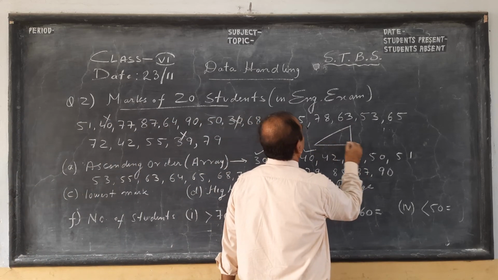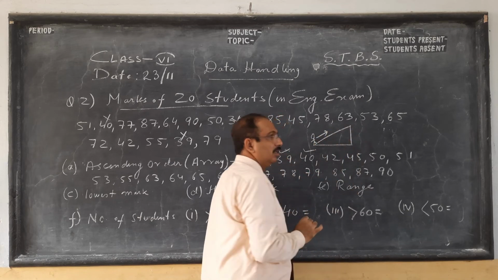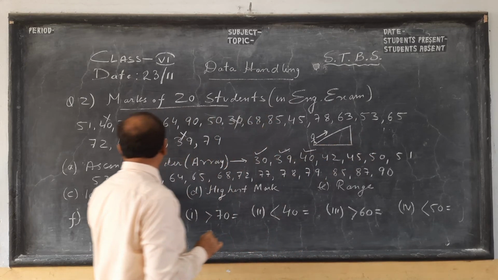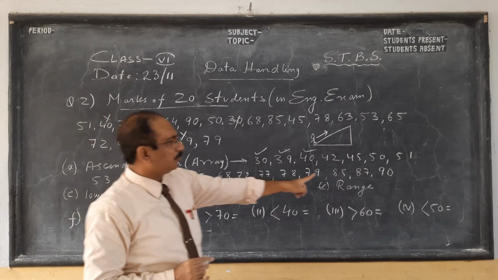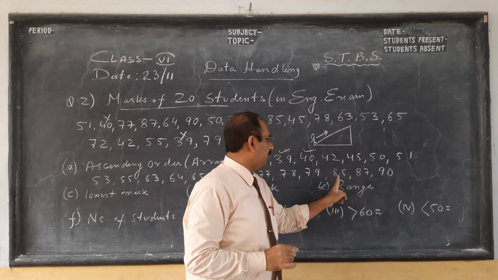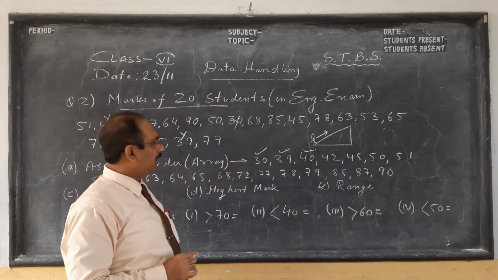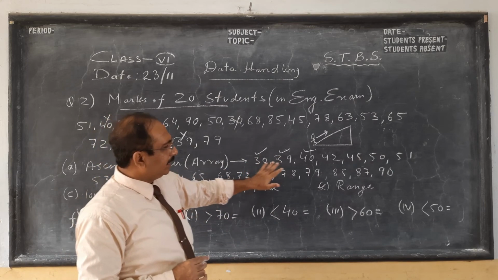This is how I make a mountain. Ascending means small to big. You ascend, you descend a hill. So more to less. So descending will be very easy, children. Number B. What? You do just the opposite. 90, 87, 85. Just write in reverse order. If your ascending is correct, descending will be correct. So from 30 marks minimum, the highest mark is 90.